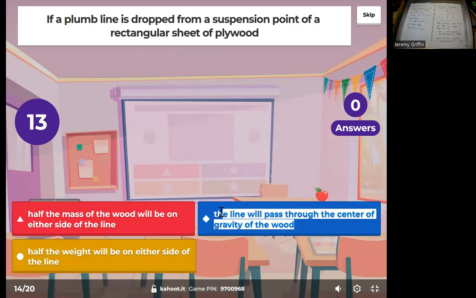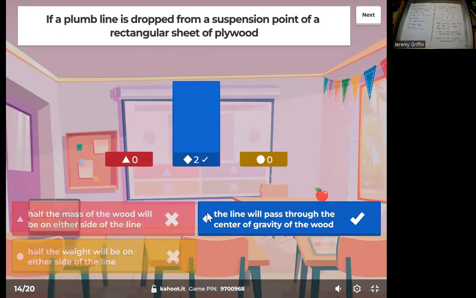Now, that doesn't mean that the mass is exactly half and half, because that's like a torque scenario, right? You can have more mass further out, or actually more mass closer and less mass further out would balance the torque, but it should pass through the center of gravity, the center of mass. Okay?